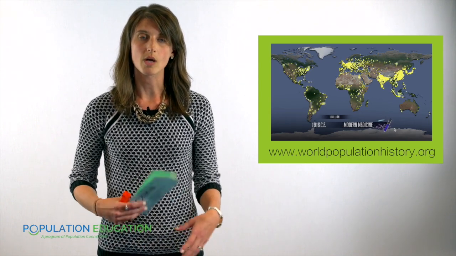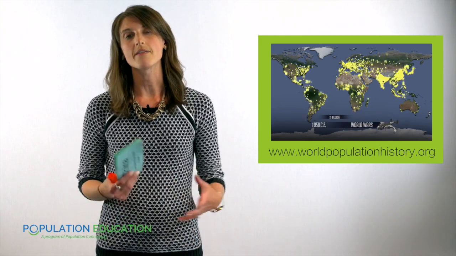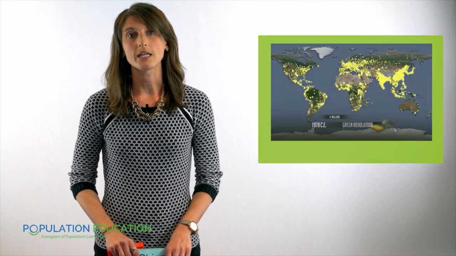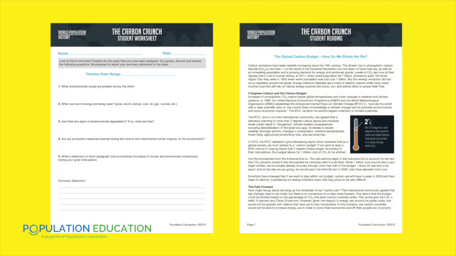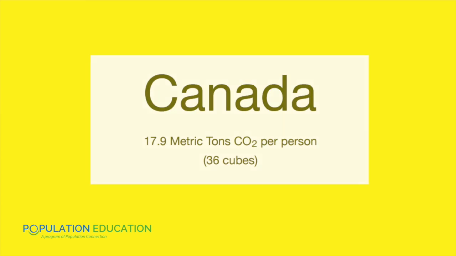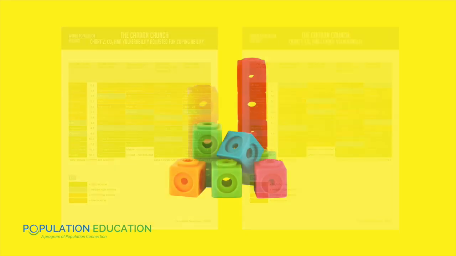And actually, for one part, the students will need access to the website as well. So it can work well to have students complete that portion in a computer lab. They'll also need access to the provided student worksheet, the student reading, the provided country cards, and the climate vulnerability charts, as well as snap cubes.